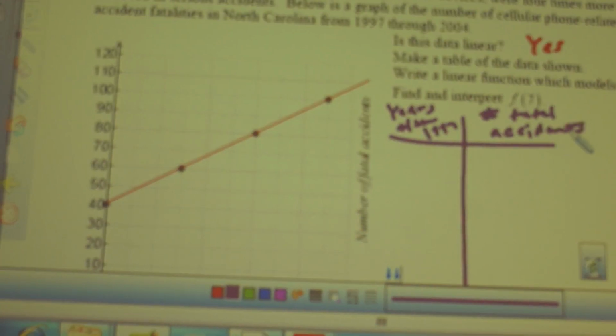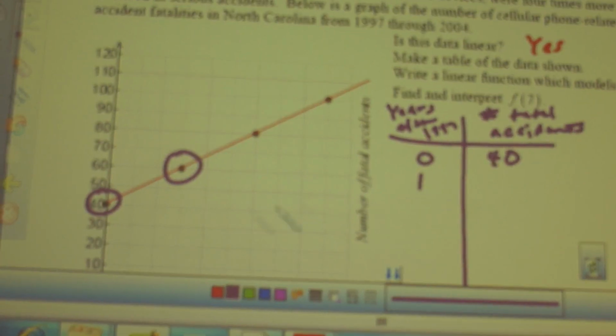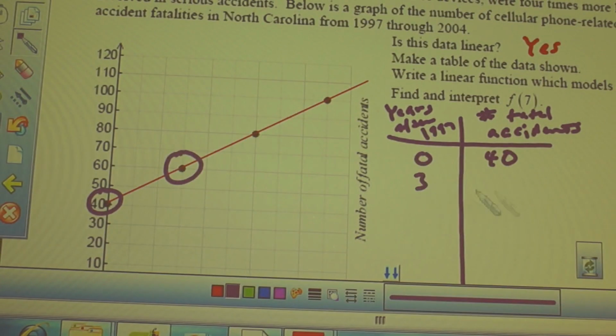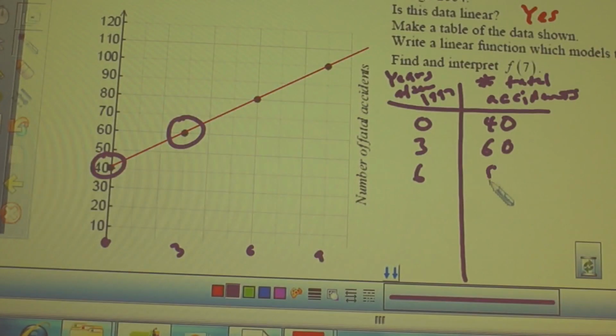All right, so when x is 0, y is 40. And the next one, x goes to 3. My y is 60. And x is 6, my y is 80, and when x is 9, my y is 100. Okay, so we got those.